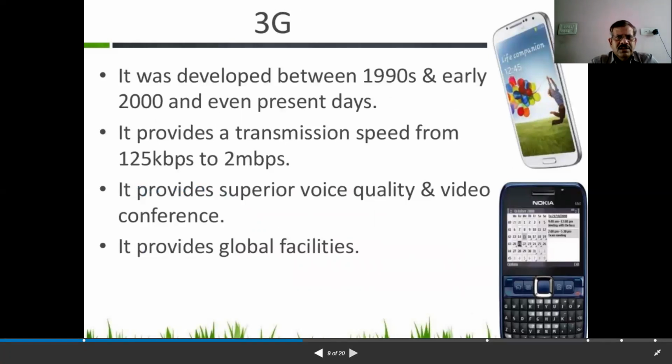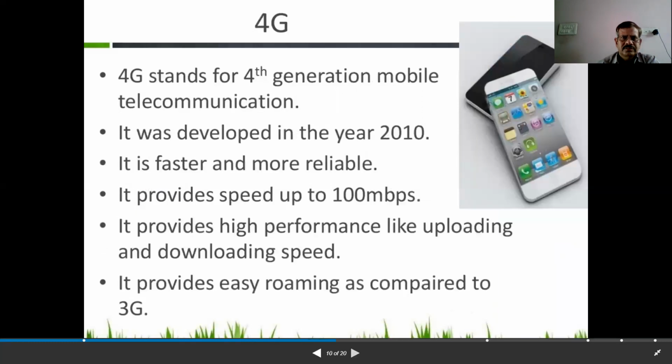Next, 3G. It was developed between 1990 and early 2000 and even present days. It provides a transmission speed from 125 kilobit per second to 2 megabit per second. It provides superior voice quality and video conferencing. It provides global facilities.